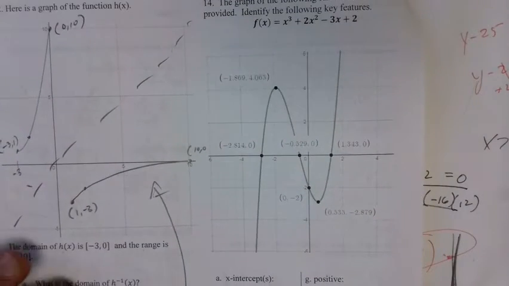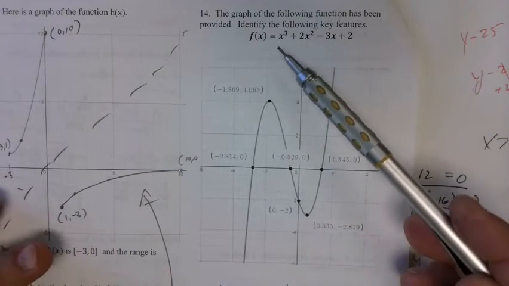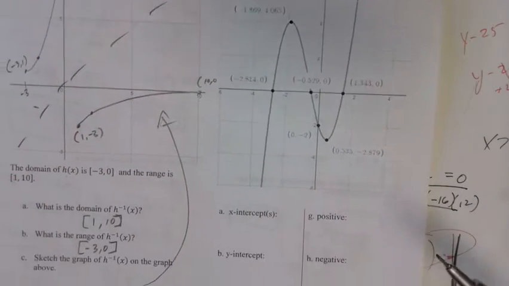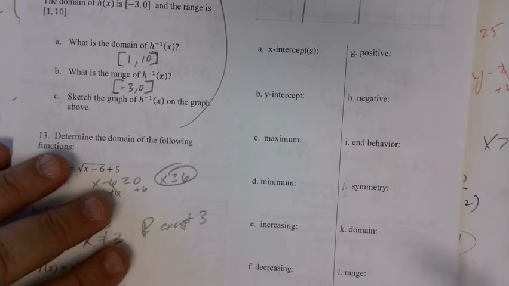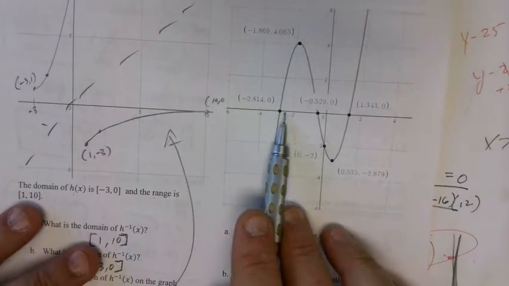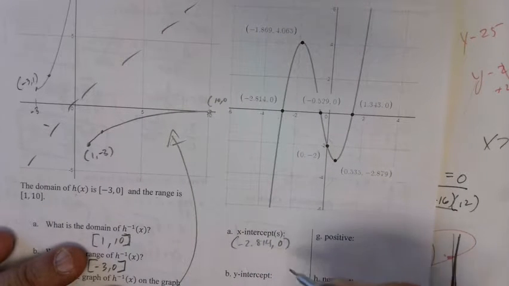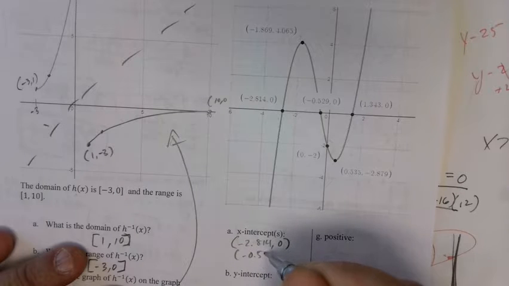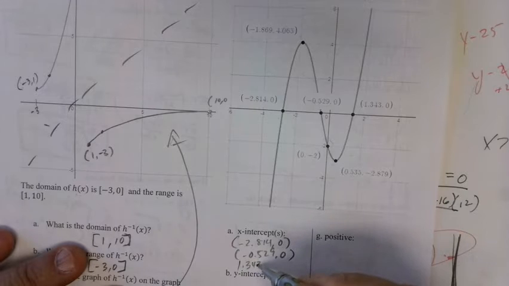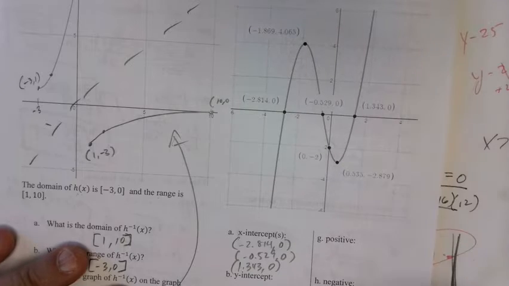Now, this function here says the graph of the following function has been provided. Identify the following key features, and here's the graph. I have all these points right there. Let's do some of the ones I think are pretty straightforward. X-intercepts: where does it cross the x-axis? There, there, and there. So -2.8140, -0.5290, and this third one, 1.34330. Y-intercept: it's crossing the y-axis right there, 0, -2.